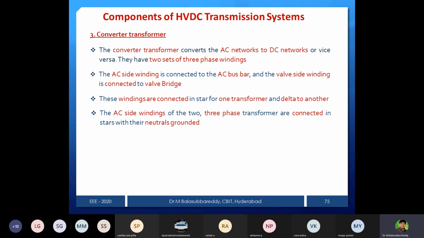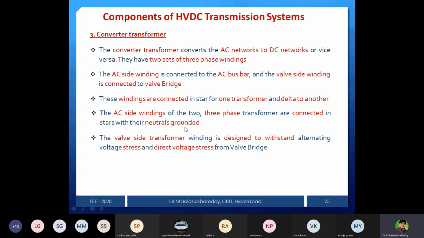AC side winding will come under a second unit. AC side windings of T2 and the 3-phase transformers are connected in star. Their neutral is grounded. That also we notice. The valve side transformer winding is designed to withstand the alternating voltage stress and direct voltage stress from the valve bridge. That is the important notice here.